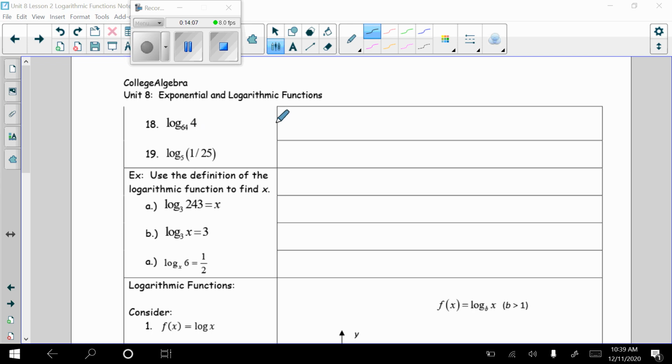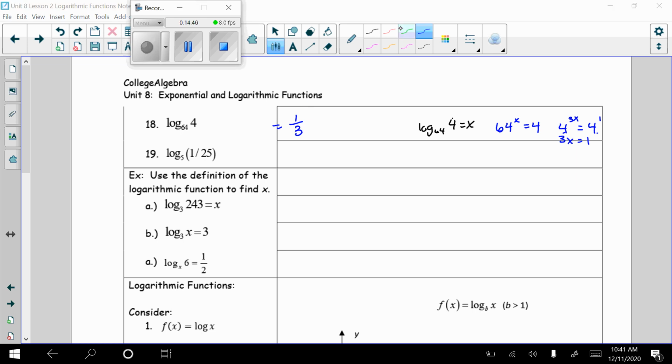Okay, and that continues. If I have here log base 64 of 4 and I set that equal to x, then I can rewrite that as 64 to the x power is equal to 4. All right, well, 64 can be rewritten as 4 to the 3rd power. So that's 4 to the 3x is equal to 4 to the 1st power. So now 3x is equal to 1 because if my bases are the same, my exponents have to be the same. And this is then equal to 1 over 3.